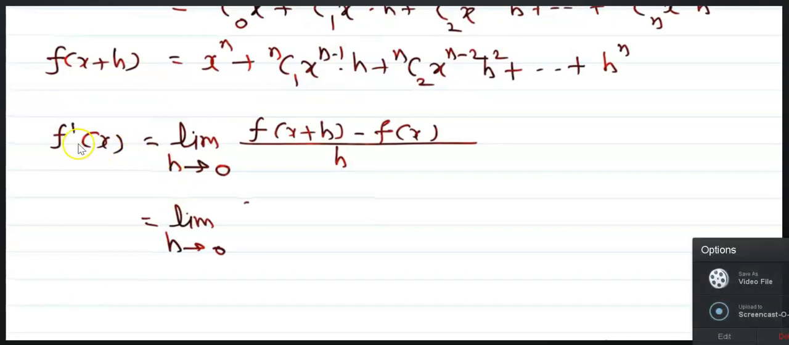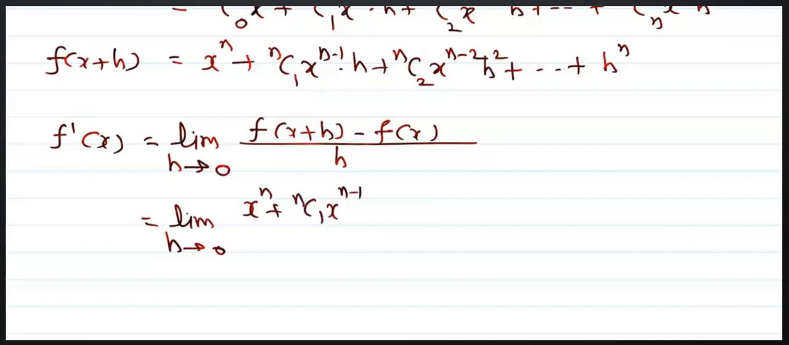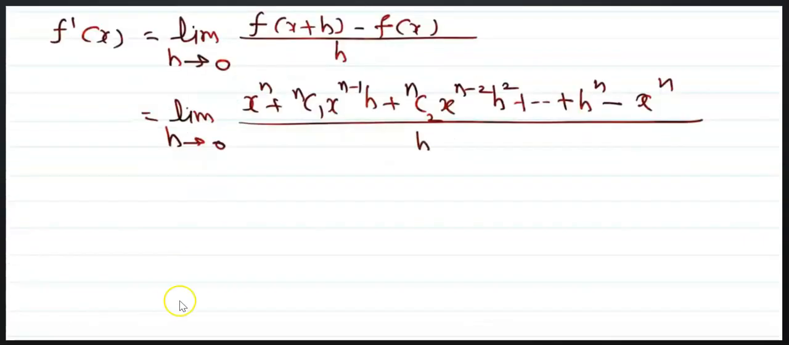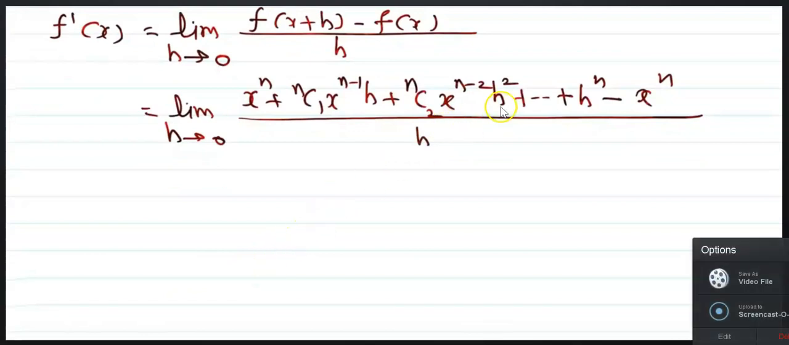Now see this definition. f'(x) is equal to limit h tends to 0, (f(x+h) minus f(x)) upon h. Now here limit h tends to 0. Now substitute the value: x^n plus nC1 x^(n-1) h plus nC2 x^(n-2) into h² plus dash dash plus h^n minus x^n upon h. Now here x^n plus and minus get cancelled.